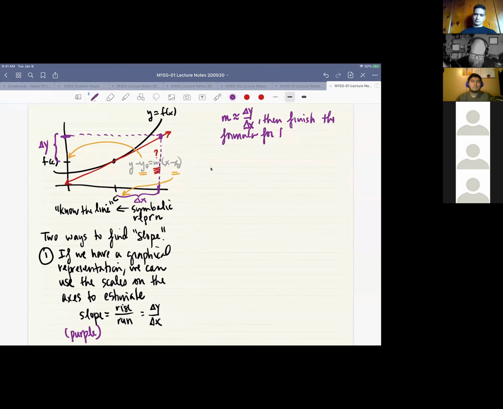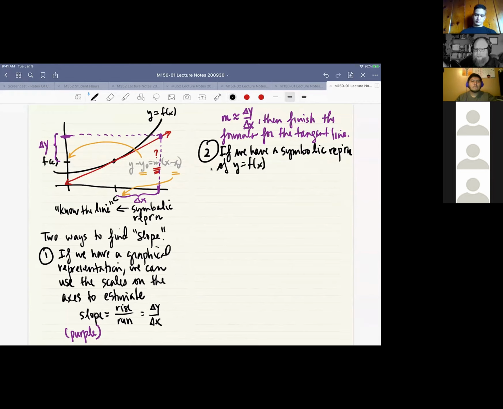For the tangent line. Okay, so that's one way you can do it. And I demonstrated how to do that last time: finding or estimating the slope of a tangent line from a graphical representation. The other approach, the second way to find the slope, is if you have a symbolic representation of the function f of x.